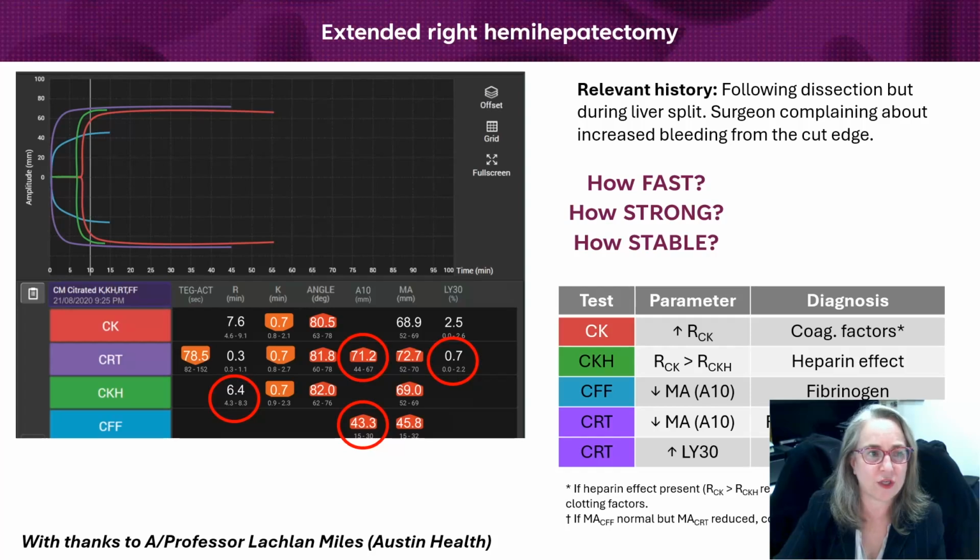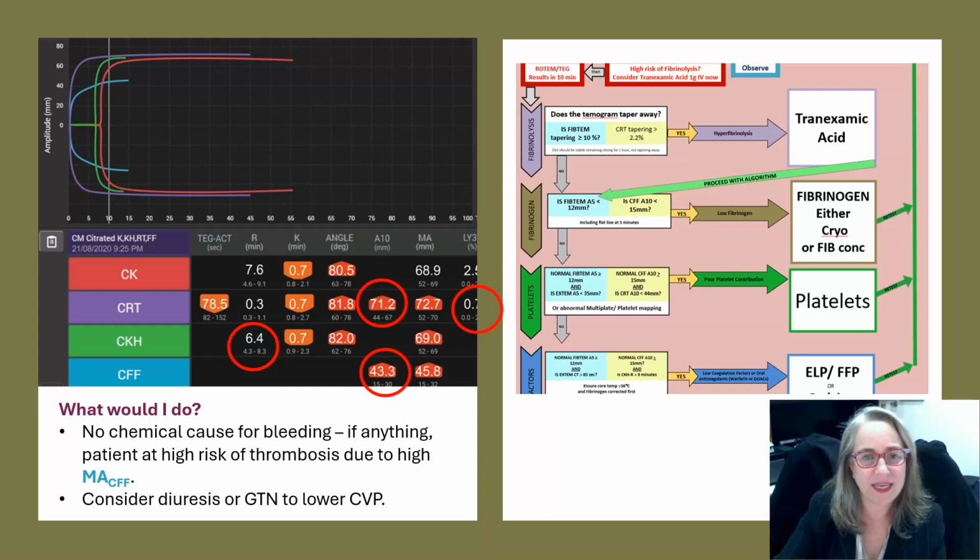At 10 minutes, we've got 71 for the CRT and 43 for the fibrinogen. They are both very large numbers. Looking at this and then looking at the algorithm that we've been looking at, just on the right hand side there, you can see that all of those numbers are hypercoagulable. There's no chemical cause for bleeding, and if anything, the patient is at risk of thrombosis.